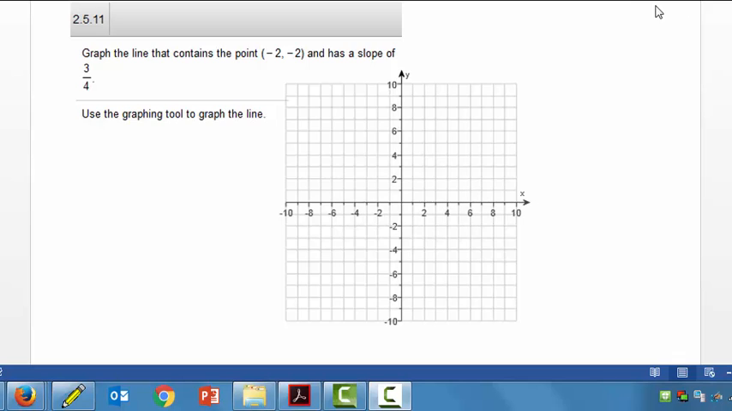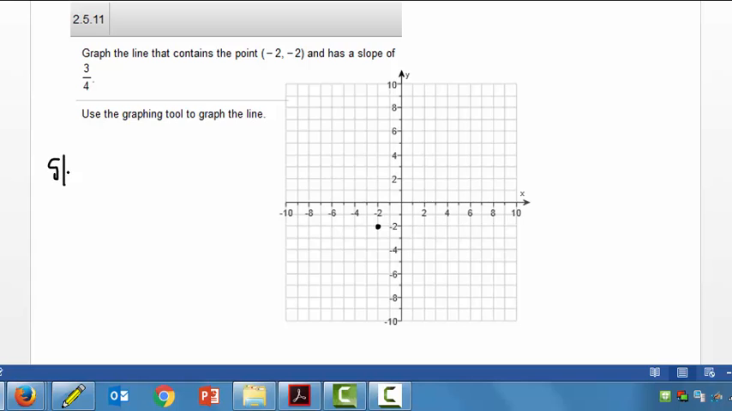On exercise 11 of section 2.5, we're being asked to graph the line that contains the point (-2, -2) and has a slope of 3/4. So the first thing we'll do is graph the point that we were given. The slope tells us how to move from that point to get to another point on the line.